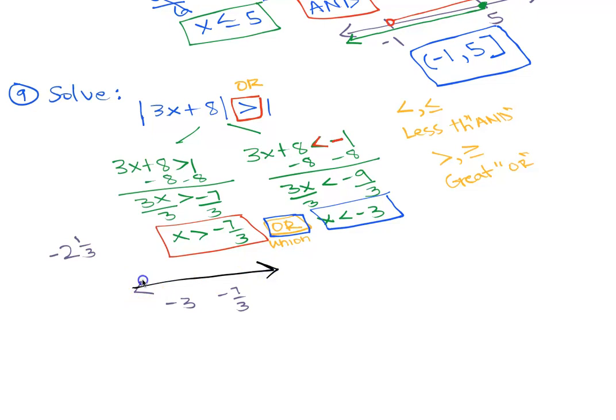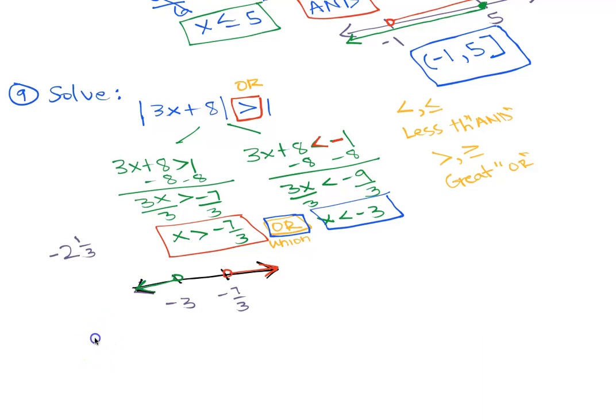Okay, so let's look at this again. So here is our number line. And so we're saying, okay, greater than negative 7/3. We want it this way. And less than -3. We want all the numbers this way. Okay, that looks better. Then how would we write our answer?